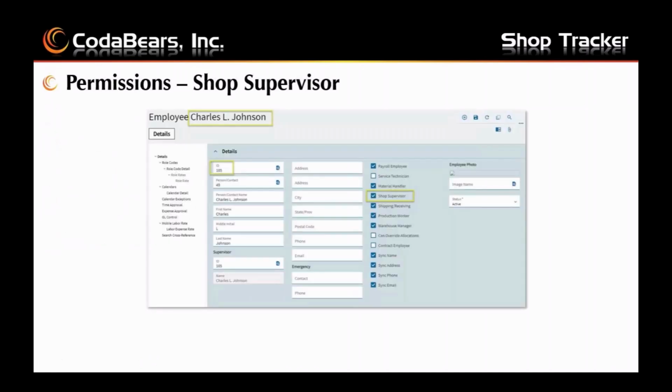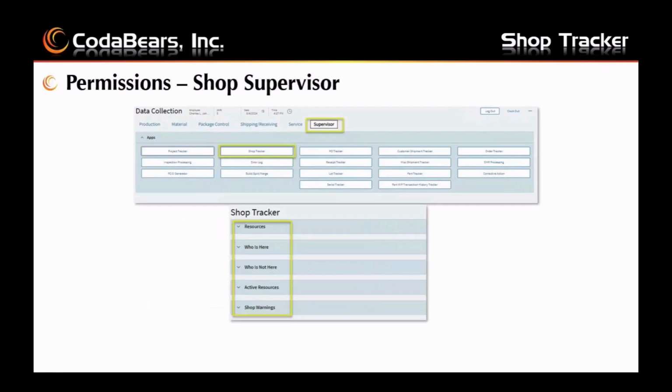So here we can see in the employee menu item, when we brought up employee number 105, for Charles Johnson, he has the box checked for shop supervisor, which then allows him to use the tab, or now they call it a card in Kinetic, in MES data collection that is named supervisor. So once Charles is clocked in and logged into MES, the supervisor tab or card is available to him from the main data collection screen. On the Supervisor tab, we will be using the Shop Tracker to review the current information about shop activity.